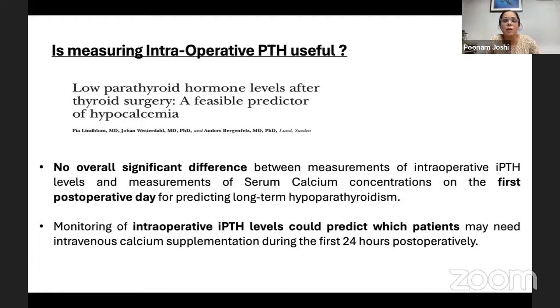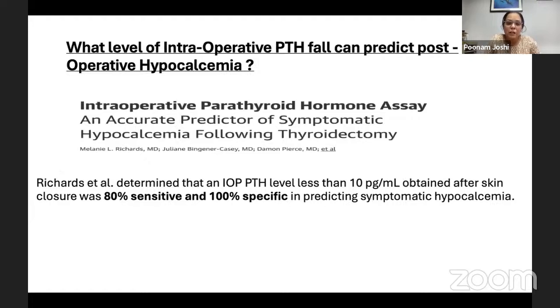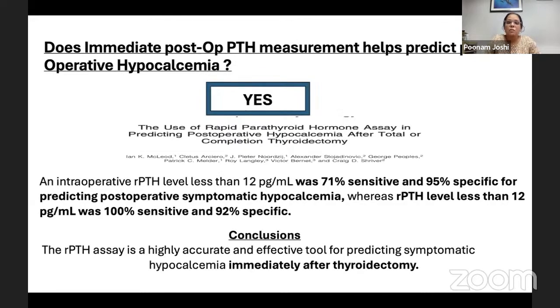The cause could be that immediately there may be some sort of devascularization or hematoma, which may resolve over time, and then permanent hypoparathyroidism may not be that high. Again, if intraoperative PTH goes below 10 picogram per ml, the patient is going to have higher hypocalcemia. We don't do it at our center, but there is some data to suggest that it can predict hypocalcemia. Another question is immediate post-op PTH measurement. Intraoperatively we don't do it, but subsequently over the years, in a few cases, we have started doing post-operative PTH levels.